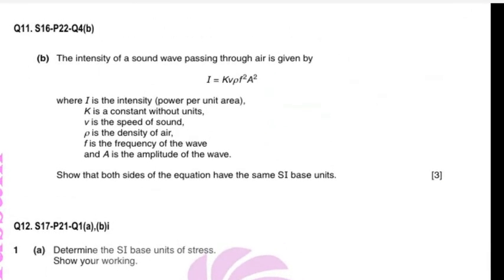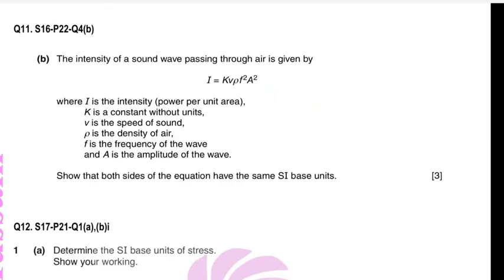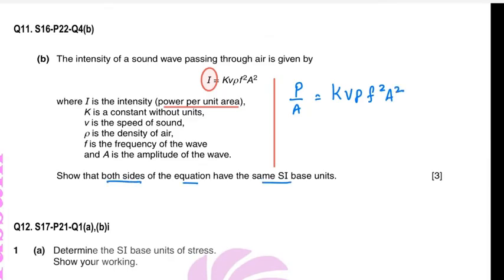Now, the question says show that both sides of the equation have the same SI base units. So it's the intensity of a sound wave passing through air. Intensity is power per unit area. They have given you the equation. So we'll simply write intensity is equals to power upon area, and that is power upon area equals K V rho F squared A squared. You need to show both sides of the equation have the same SI base units.